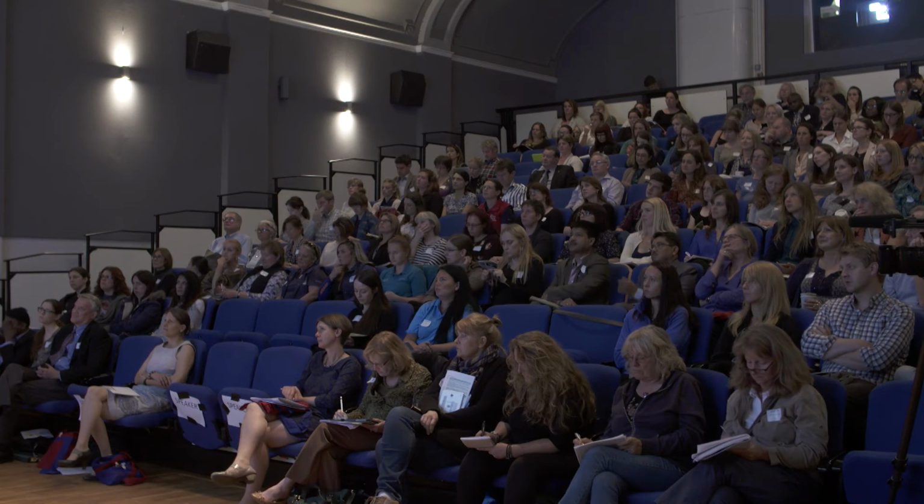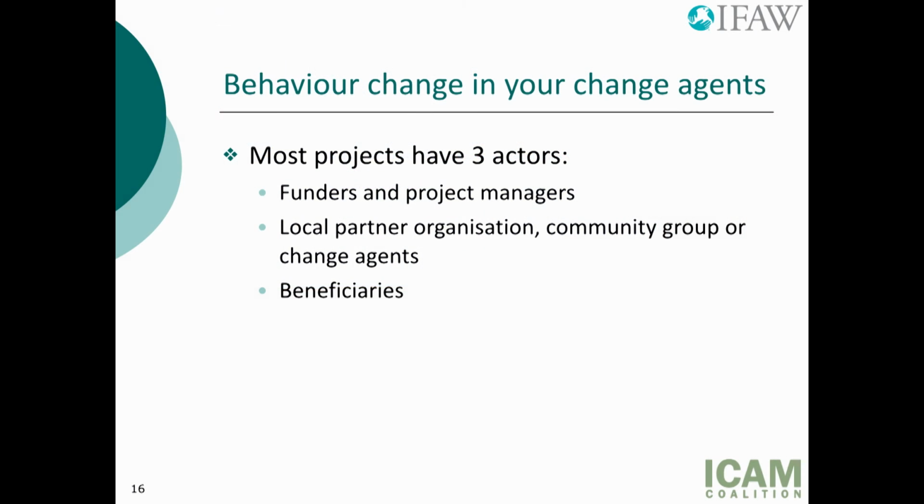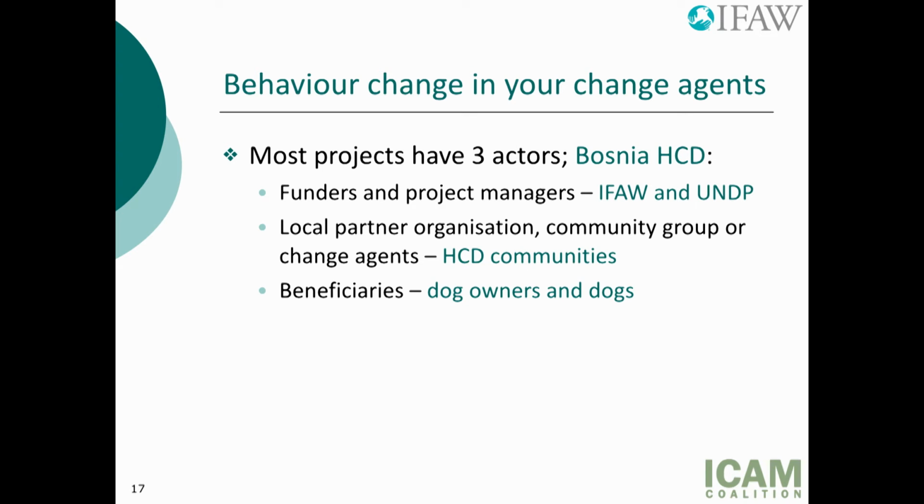I have so far focused on the behaviour of your beneficiary, or indeed the owner and carer of your beneficiary. But what about your change agent themselves? If we go back to that Bosnia example, we have U4 and United Nations Development Programme as the managing partner within the country. The beneficiaries are the dogs, or the dog owners and carers. But what about these guys in the middle? These are our local change agent, our local partner, and in this case it's this multi-stakeholder community group that's come together to try and tackle dogs in their community.